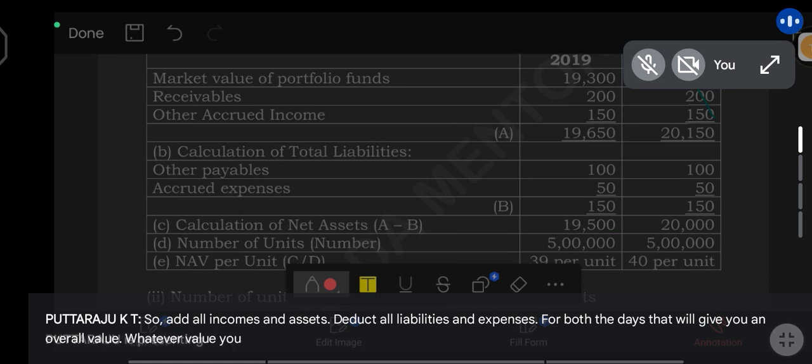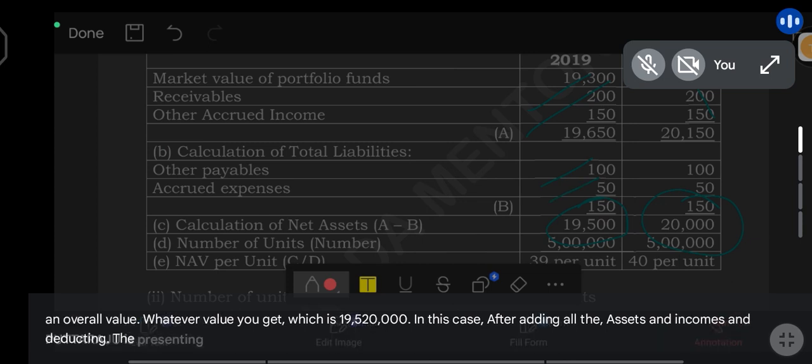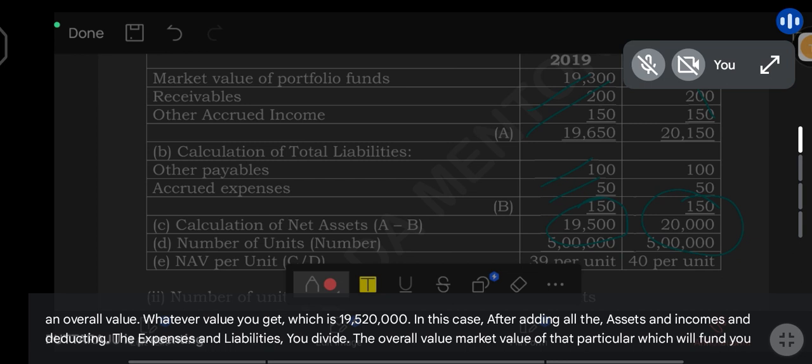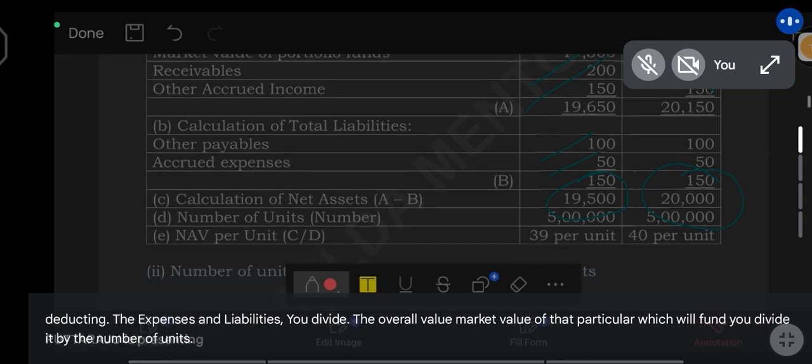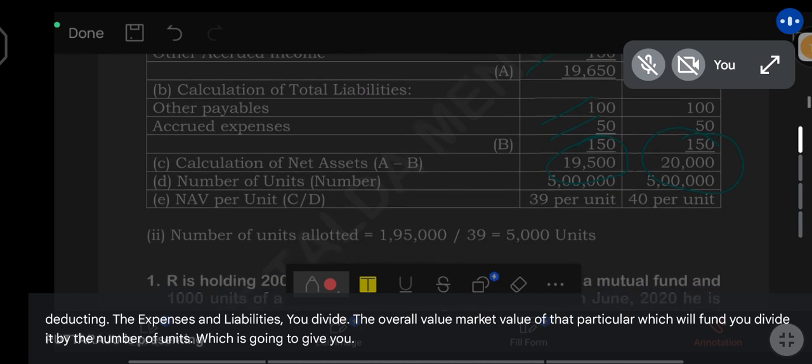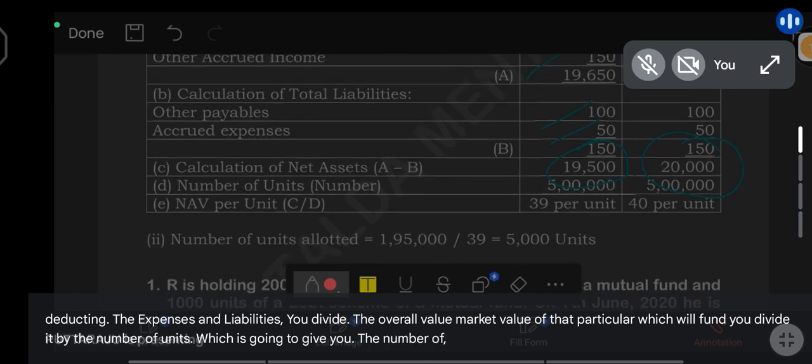Whatever value you get, which is 19,500 and 20,000 in this case, after adding all the assets and incomes and deducting the expenses and liabilities, you divide the overall value, market value of that particular mutual fund, by the number of units, which is going to give you the NAV. So net assets is 19,500 divided by 5 lakh.